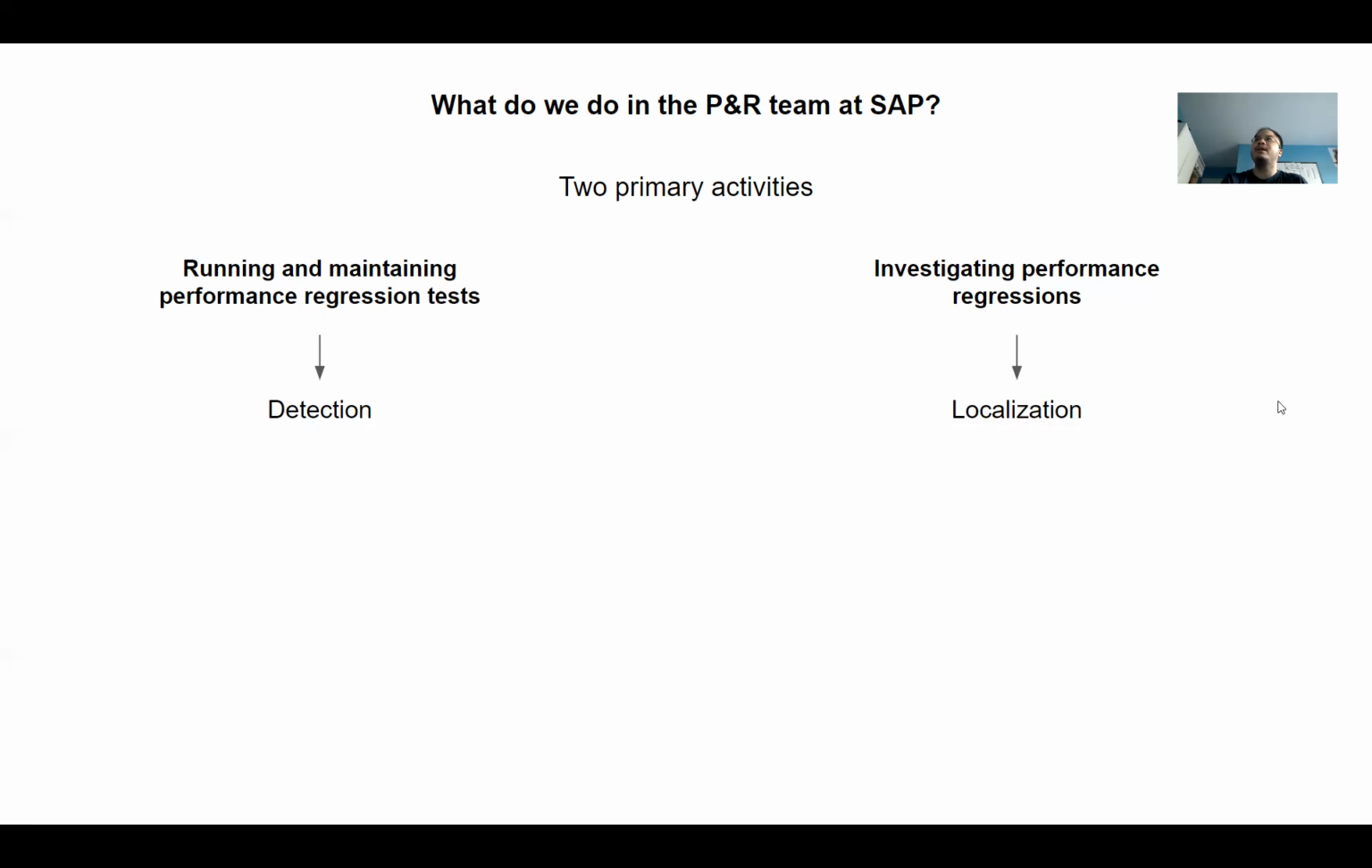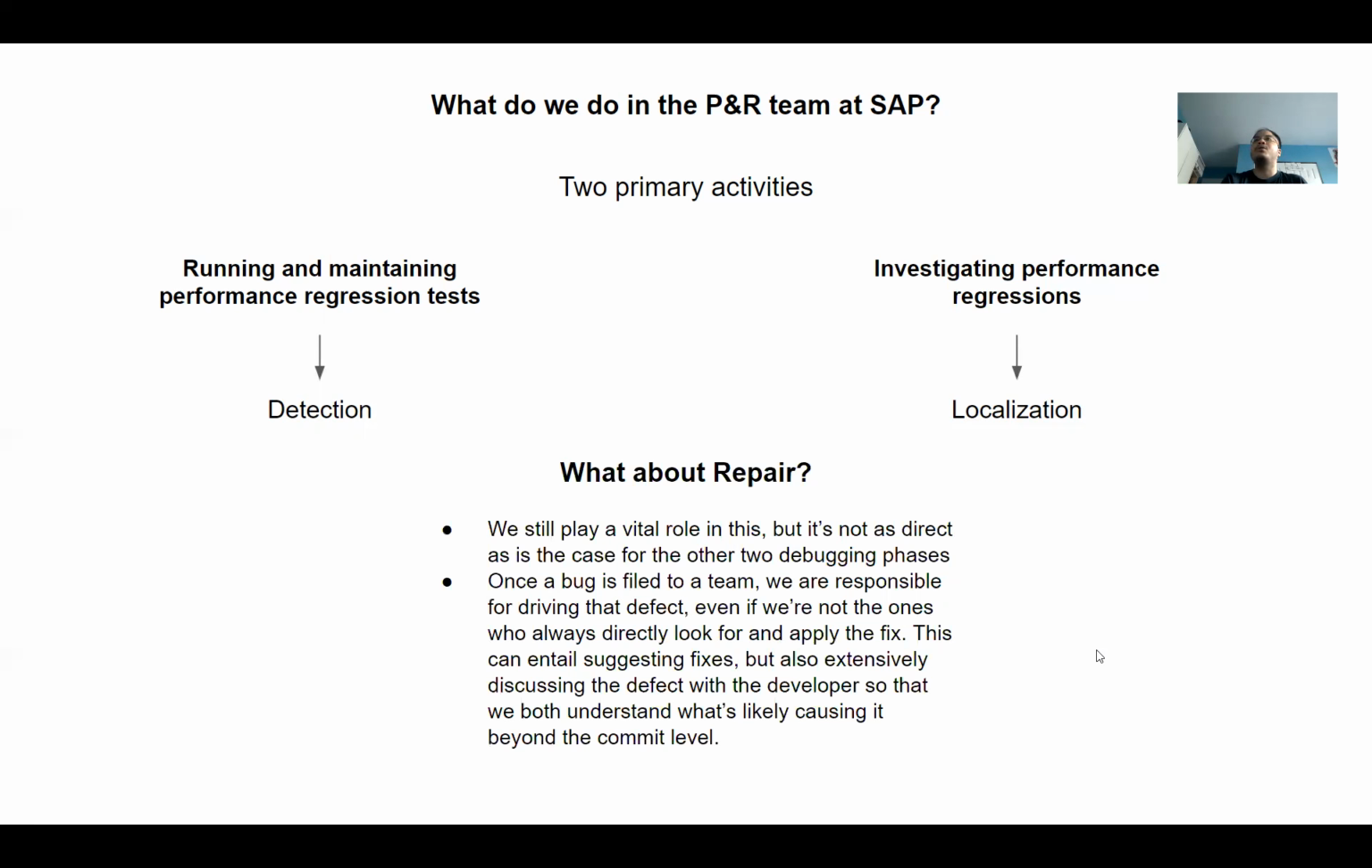So what about repair? In this case, we also play a vital role in performing repair, but it's not quite as direct. So what usually happens is whenever we localize a certain performance change, and we've determined that it's an actual regression in the product, we would file a defect or a bug report to the corresponding team, and then that team is going to be responsible for actually applying the fix. But even though we're not directly responsible for applying the fix, we're still there to drive that whole process forward, basically.